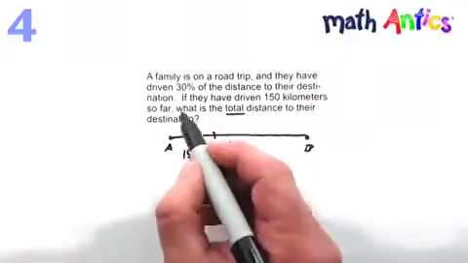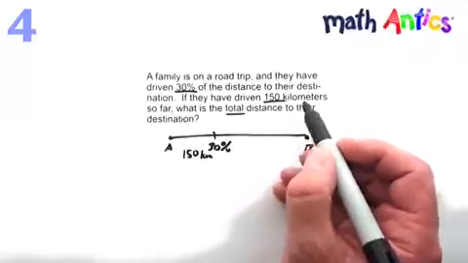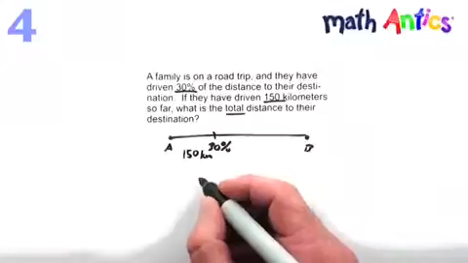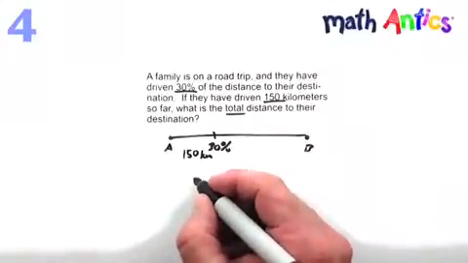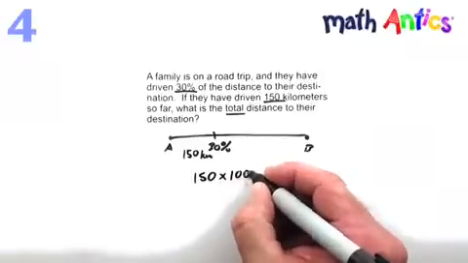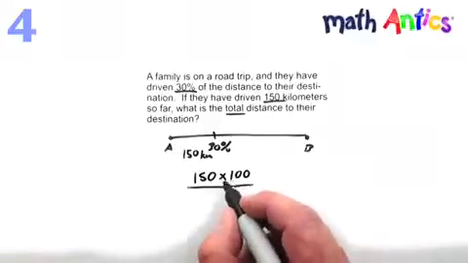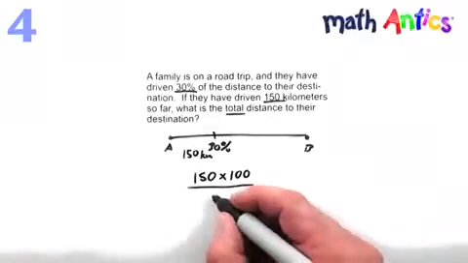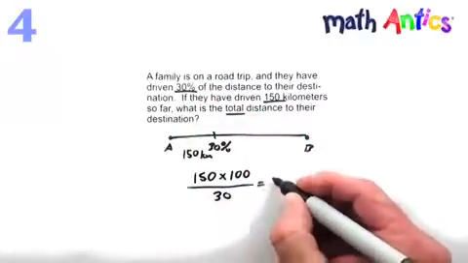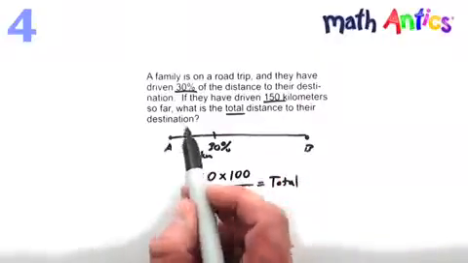What do we know? Well, we know the percent, and we know the part that they've gone so far, 150 kilometers. So let's plug that into our formula that we learned in the video. The part goes on top, so that's going to be 150 on top, and we multiply the part times 100. And then we divide what we get from doing that by the percent, which is 30. And that's going to give us the total that we're looking for, the total distance to their destination.